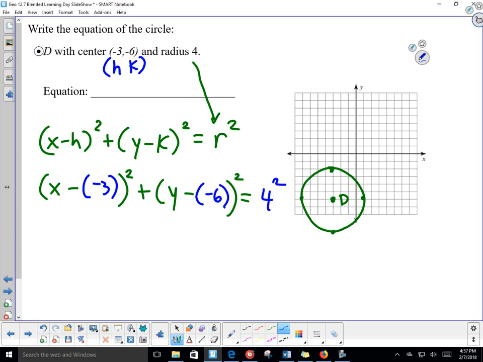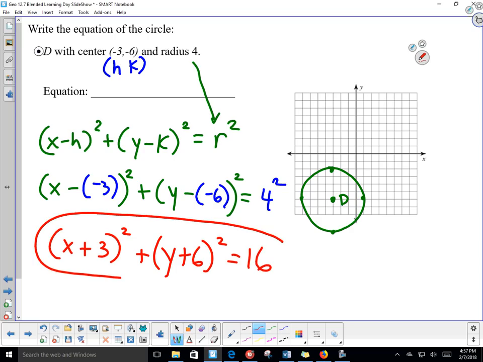All right, and we can simplify this equation by writing x minus a negative 3 is x plus 3 quantity squared, y minus a negative 6 is y plus 6 quantity squared equals 16. So this is the equation for this circle. Let's take a look at another example.